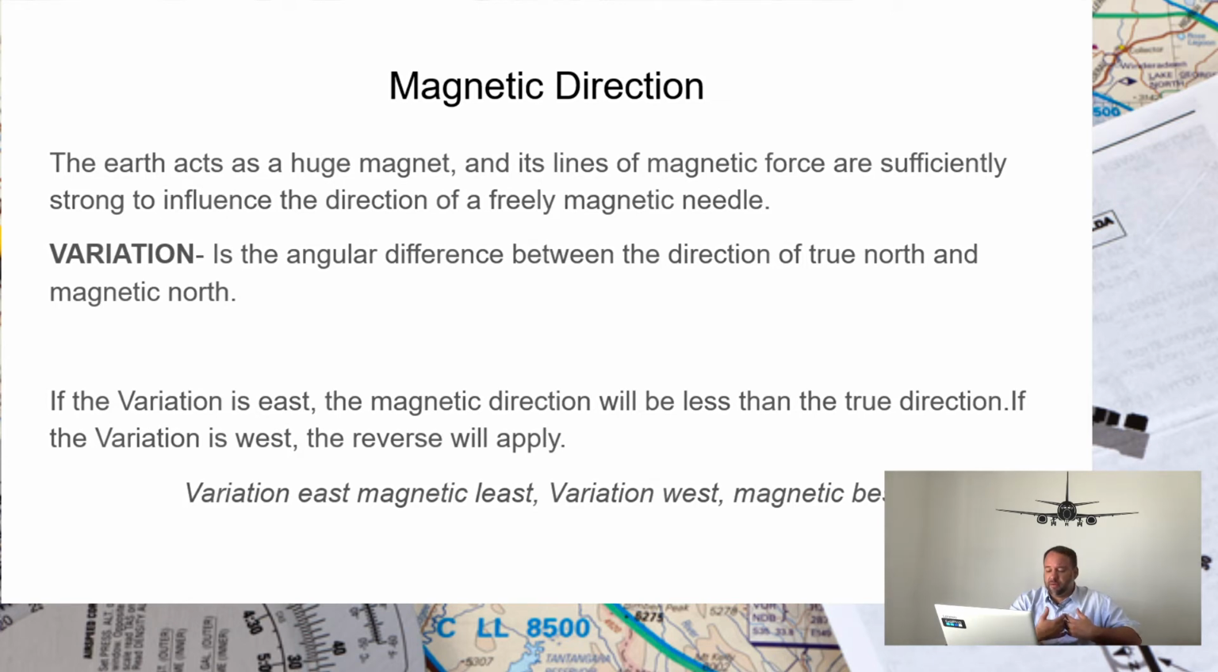So anytime you're going to fly, you have to apply the variation. When you look at the map, the true north, you plot where you want to go, and you apply the variation so you can use your magnetic compass. If the variation is east, the magnetic direction will be less than the true direction. If the variation is west, the reverse will apply. So you have the mnemonic: variation east, magnetic least; variation west, magnetic best.